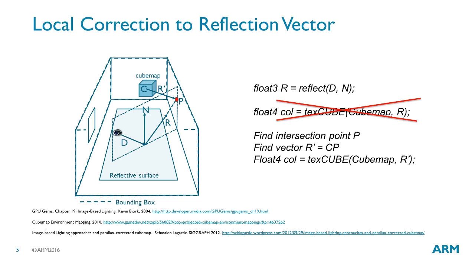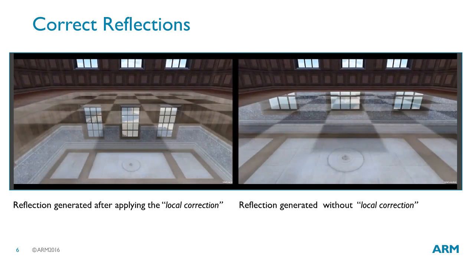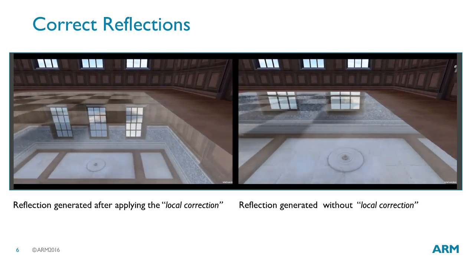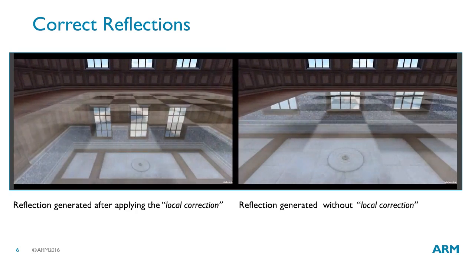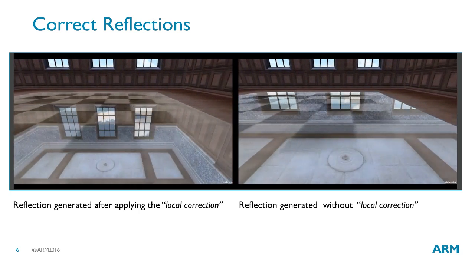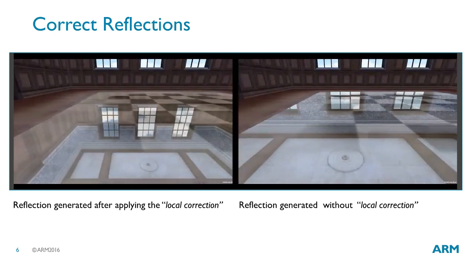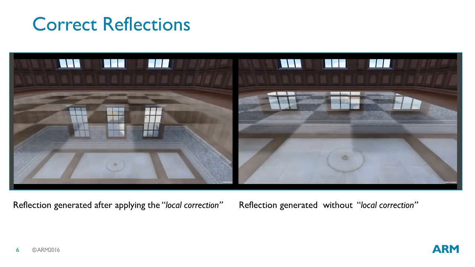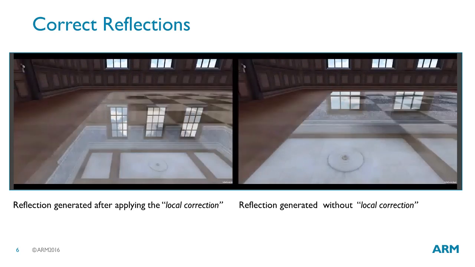Let's see. What we get here is a comparison of reflections, so when using the local correction and when not using the local correction. So here you can see the reflection is constant, and this is the right reflection. This is why it is so important, when using cube maps in a local environment, to apply the local correction, not only to the reflection vector, but to any vector we use to retrieve any information we store in our cube map. Because we can use our cube map for many things.